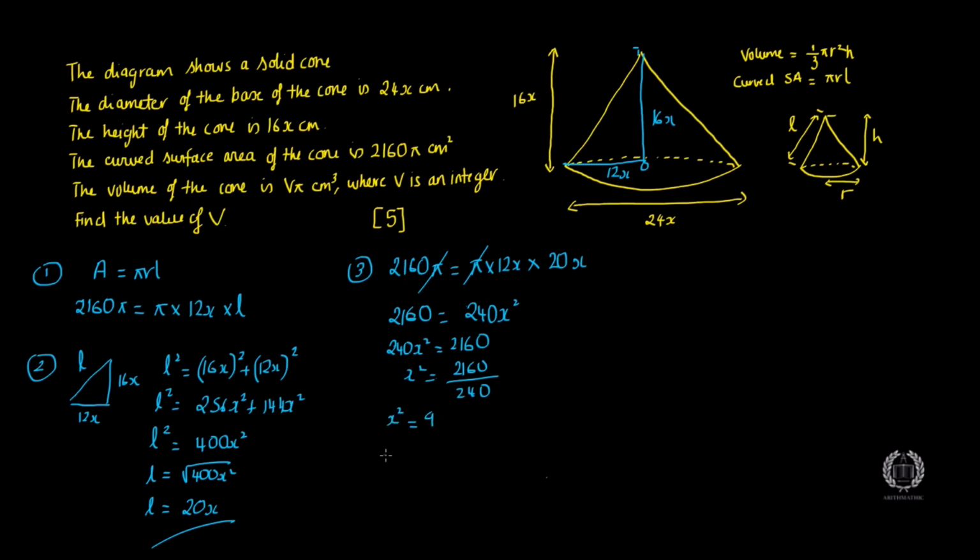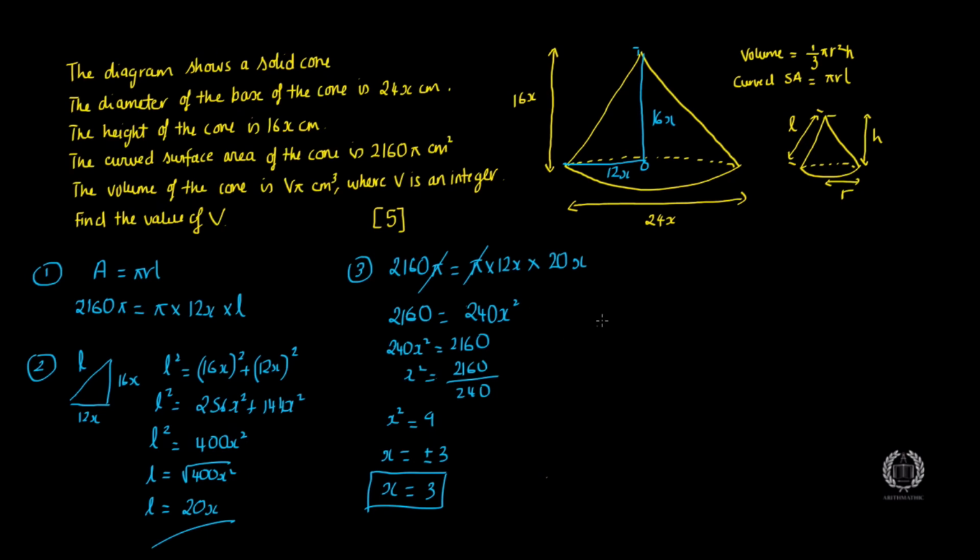And then if we want to find x, we square root 9, which is plus or minus 3. But which value would you take here, the plus or the minus 3? It would have to be the plus because we can't have a negative length. So you take x equals 3, right?